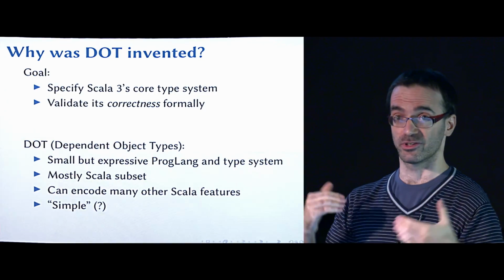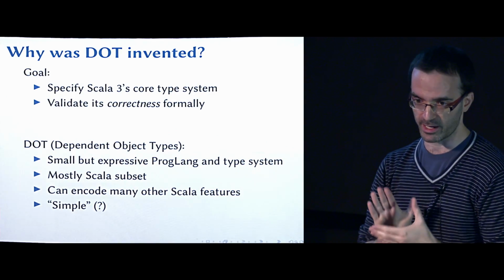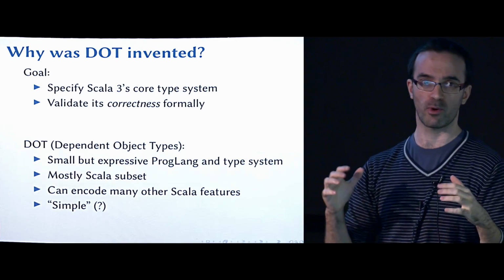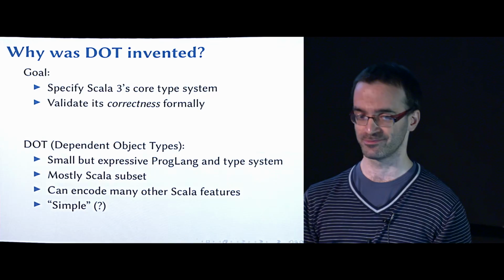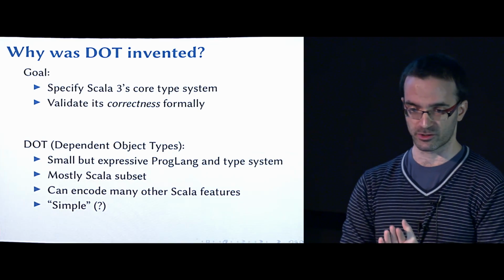Okay. So DOT was invented to specify the core type system for Scala 3, and not only specify it, but specify it in a formal way, because specifying a type system in English is a dangerous enterprise. And the other goal was to validate its correctness formally.